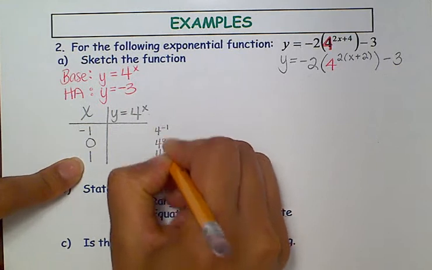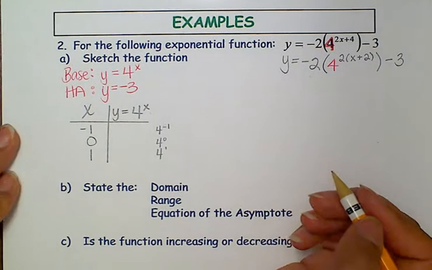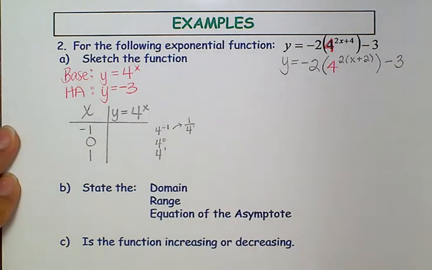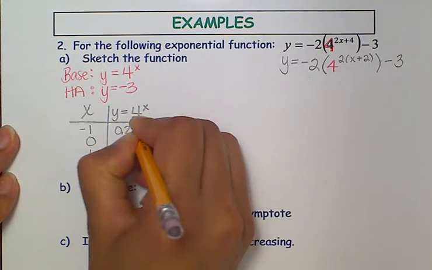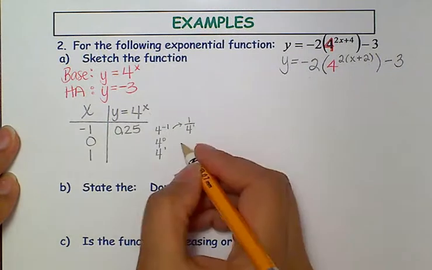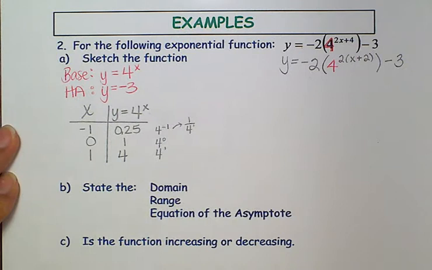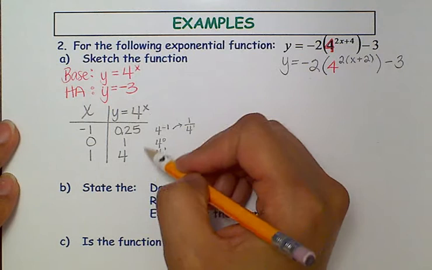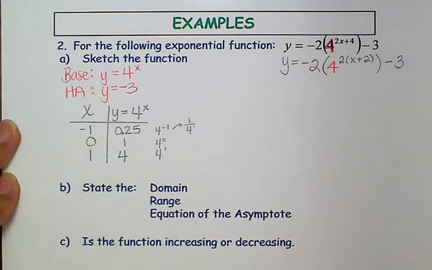Okay? So 4 to the exponent negative 1, if you remember your negative exponents, is the same thing as 1 over 4 to a positive exponent. So that's like 1 over 4 to the exponent 1, which I know is 1 over 4, or 0.25. And then the second one, 4 to exponent 0 is equal to 1, and then 4 to exponent 1 is equal to 4. So there's my key points. This time my base function is different. That's why my key points are also different. So your key points depend on what your base exponential function is.